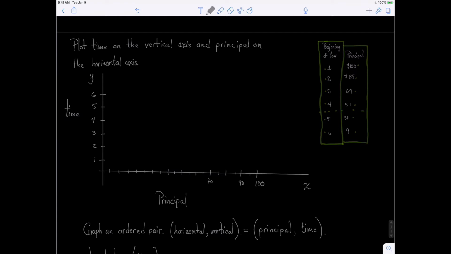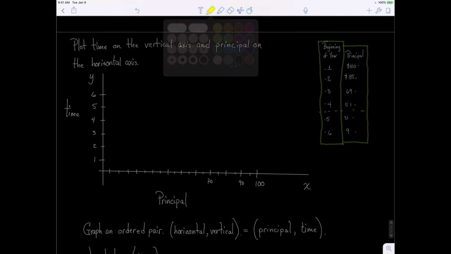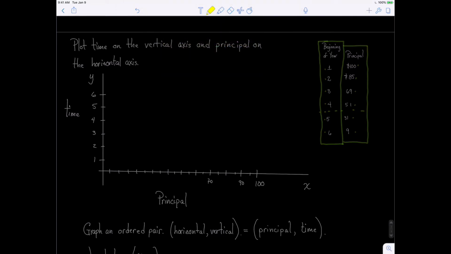Our first ordered pair, and we'll write that in a moment, is the principal of 100 and the time of 1. Here's how we would graph our first ordered pair. We'll do this in another color. My principal is 100, so I go all the way to 100, and imagine a vertical line extending up. Then I go to the time, that's 1, and I follow the horizontal line that comes out of the 1. Where these two lines meet, we place a dot. That's my ordered pair of 100, 1.